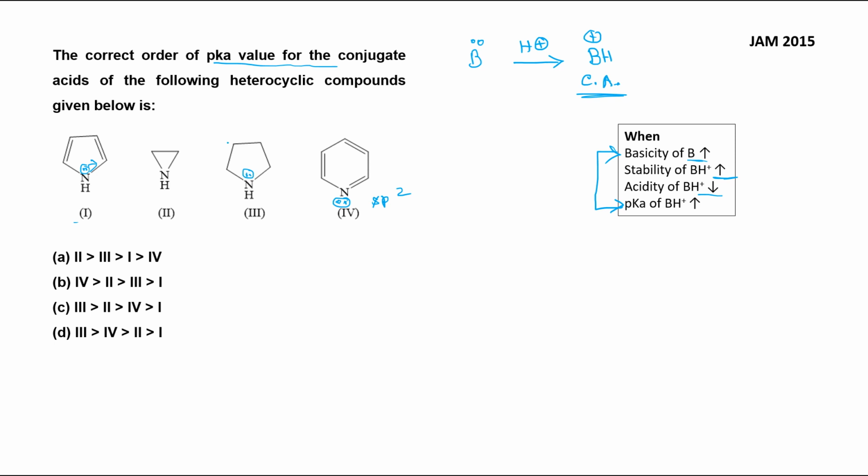You can also consider that here there are 2 extra CH2 groups, so even that is increasing the basicity. So after 3 it will be 2. Now after 3 it is 2, that is the basicity.